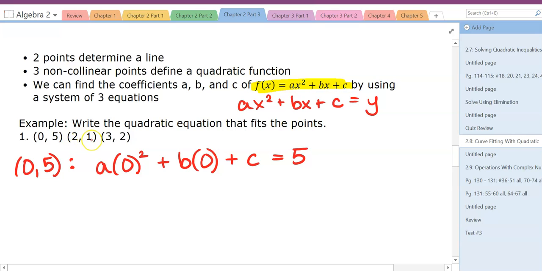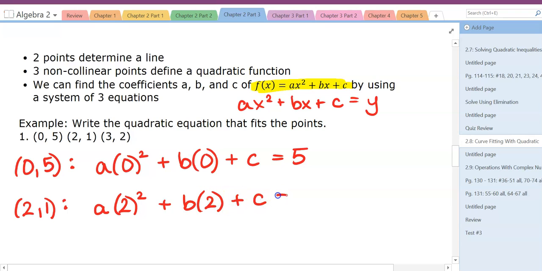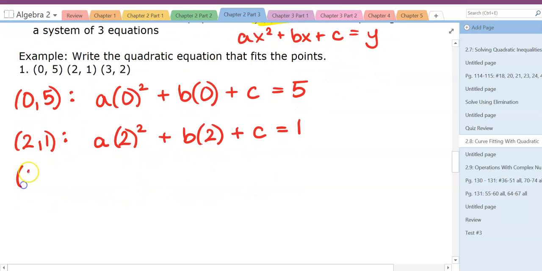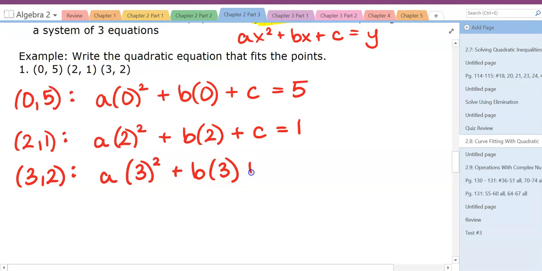Then I do the same thing for (2, 1) and (3, 2). So for (2, 1), you're going to have a, and for x now you put the 2. So it's a times 2 squared plus b times the 2 plus c equals 1. 1 is your y. And we're going to do this one more time for (3, 2). So a, and for x you put your 3, so a times 3 squared plus b times 3 plus c equals 2.